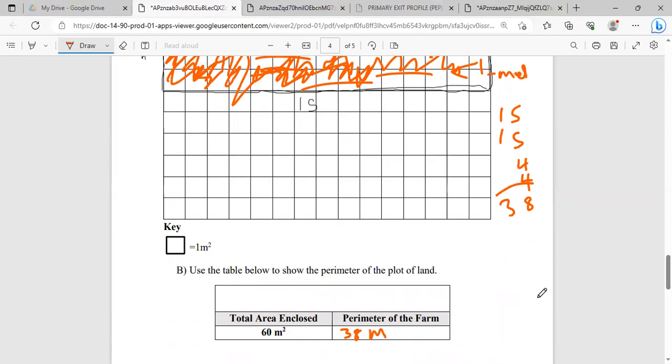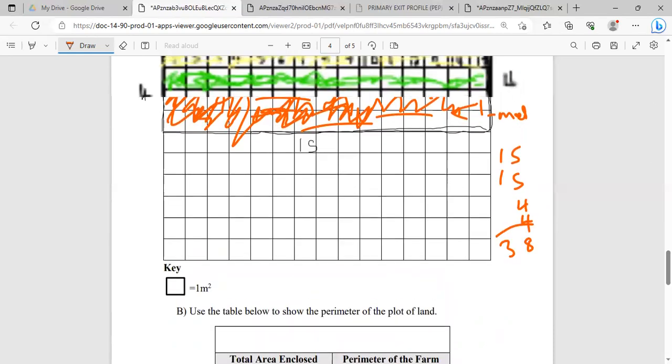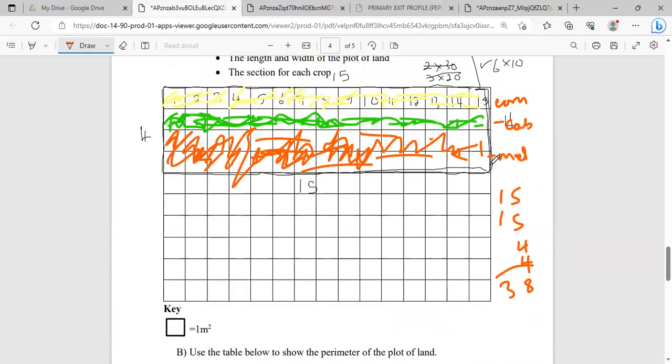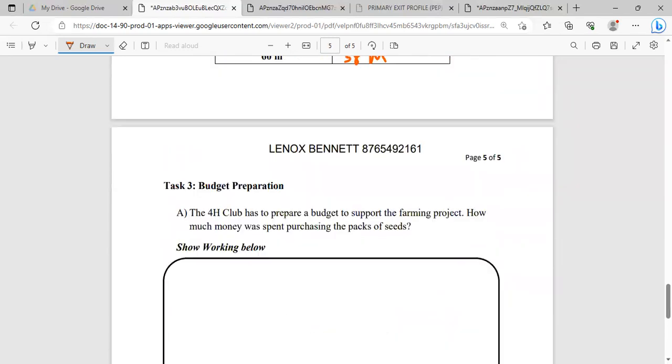All right. And guys, I didn't mention the key, but it was given as 1 meter square for 1 box. So we definitely know that we're on the right path. If they give you 2 meters for 1 box, we know we do 2 meters for 1 box. So there we have it. Let's move on to the second task.